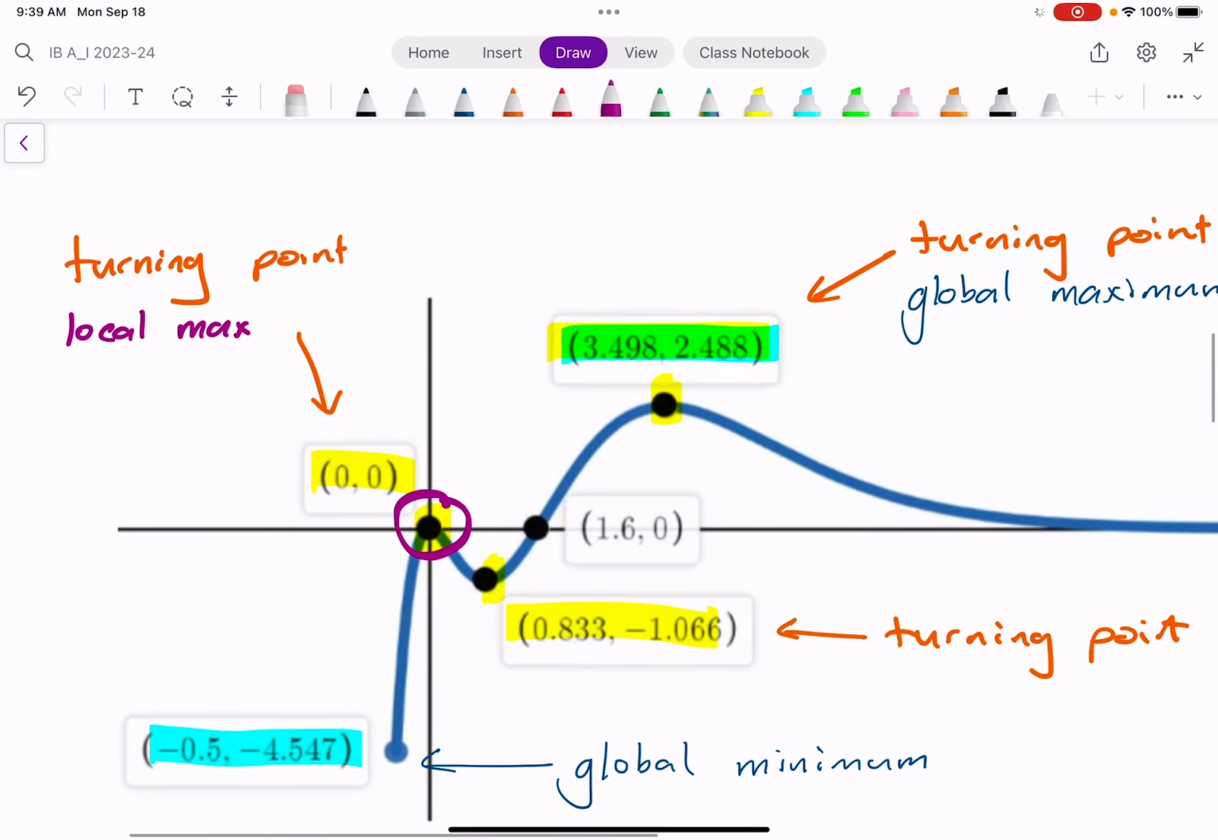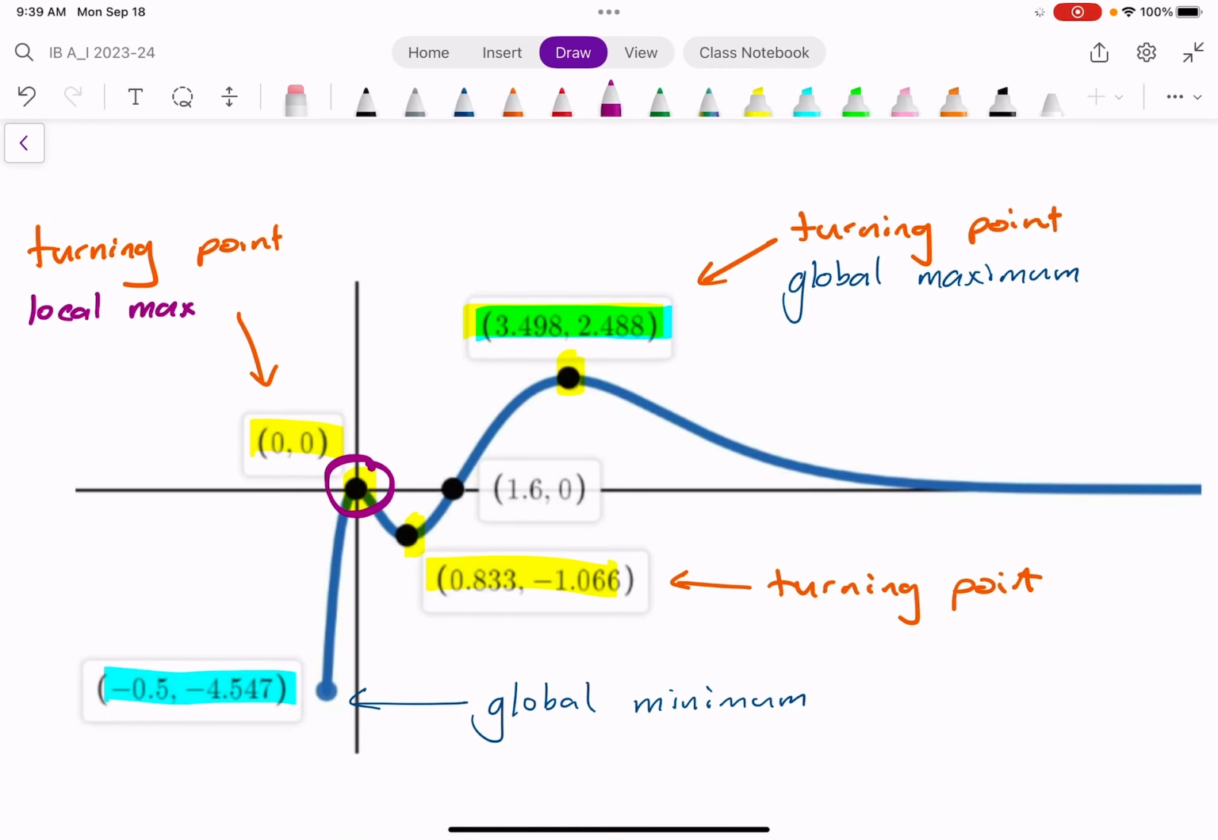And I can say something similar for this point right here. It's the lowest point in its little region, and so we can call that a local minimum.